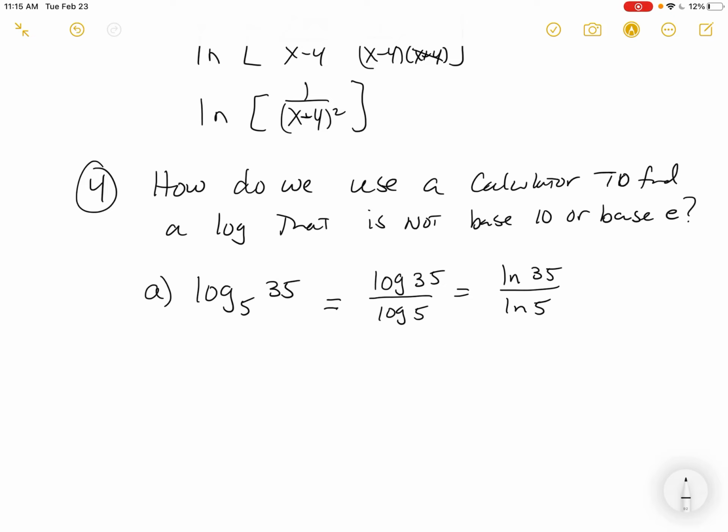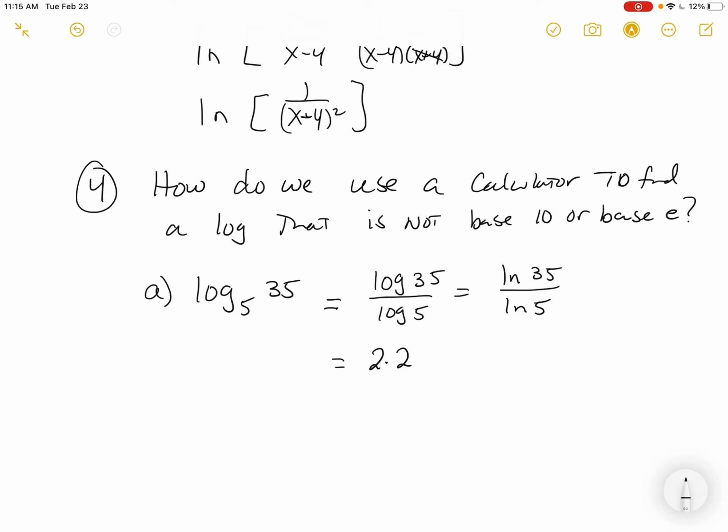No matter which log function you choose, you're going to be able to get the same answer. So if I look at the log, let me find my log button, log of 35 divided by log of 5, I'm getting an answer that makes sense, 2.209. So I'm just going to put 2.2 if you're okay with that.